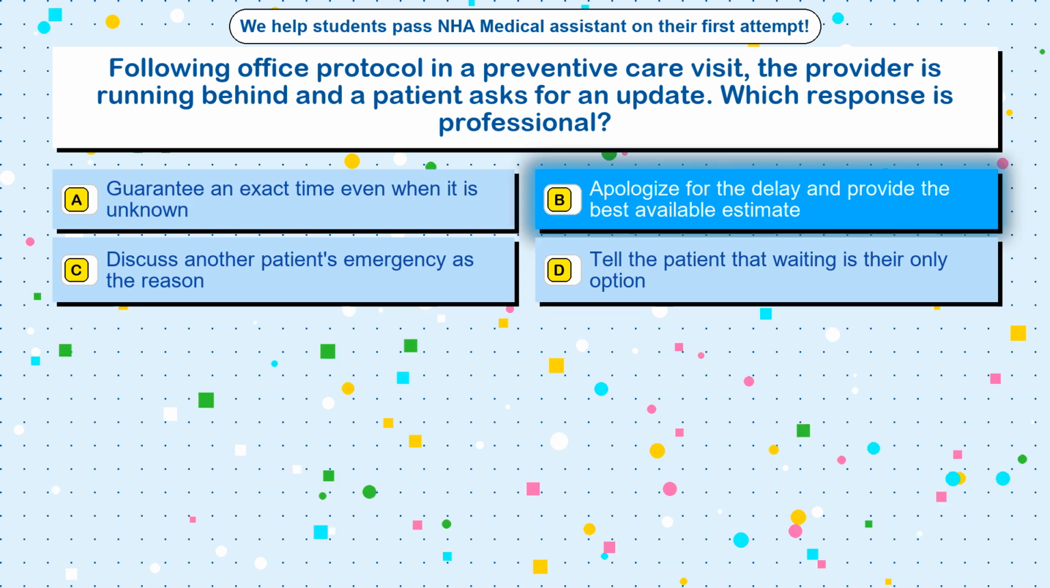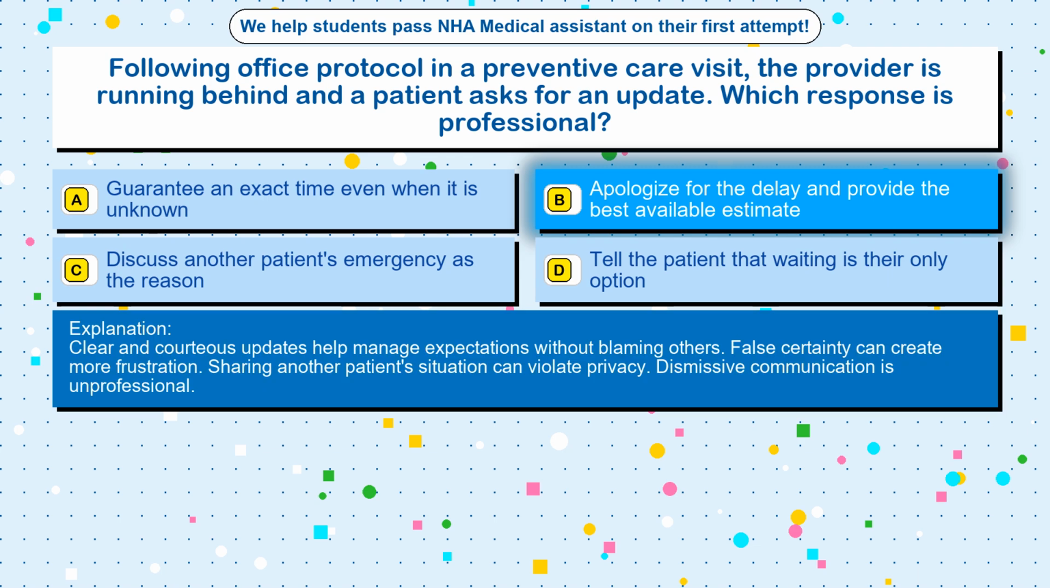The correct answer is option B, apologize for the delay and provide the best available estimate. Clear and courteous updates help manage expectations without blaming others. False certainty can create more frustration. Sharing another patient's situation can violate privacy. Dismissive communication is unprofessional.